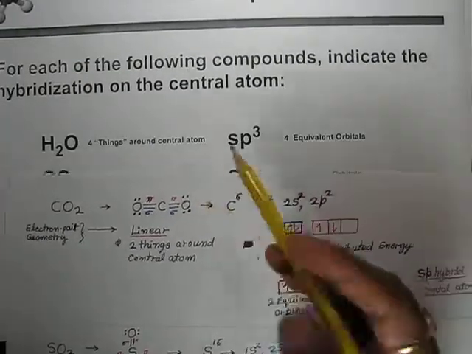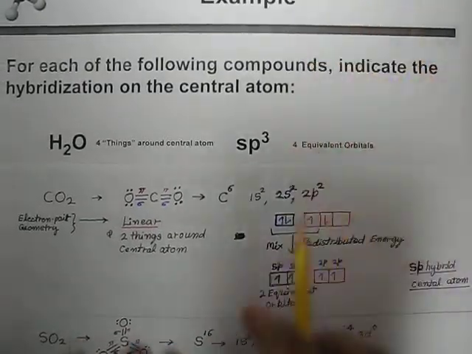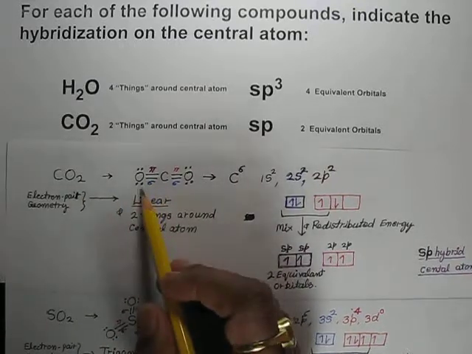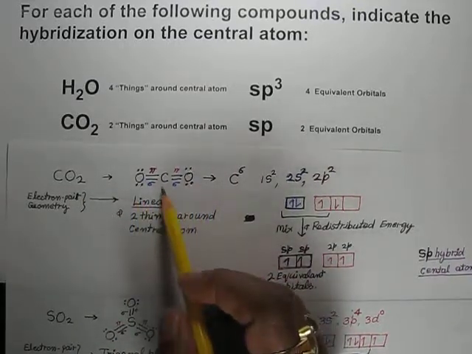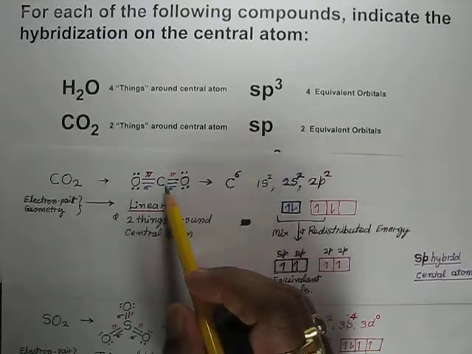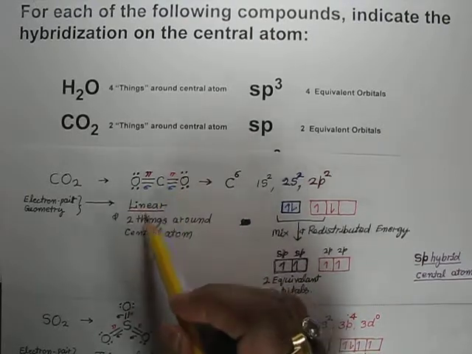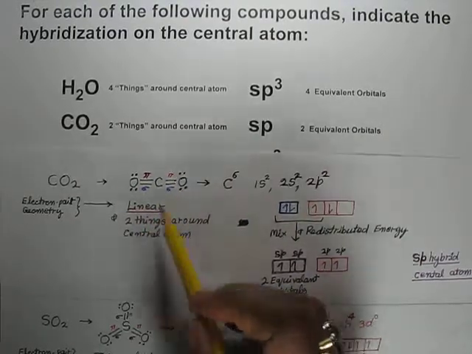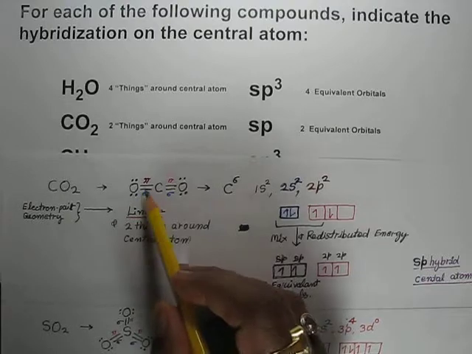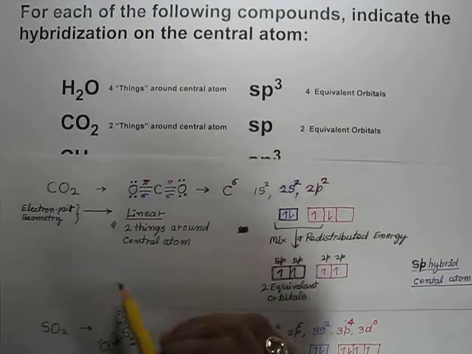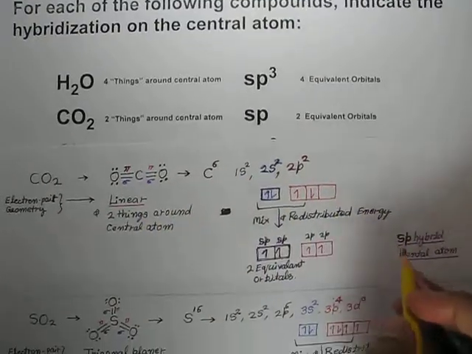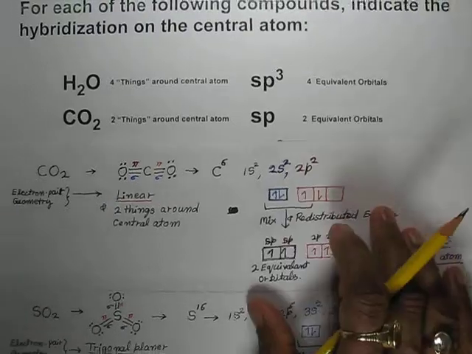Let's talk about carbon dioxide gas. When we draw the Lewis structure, you will notice that there are two double bonds around the carbon, and the carbon's electron pair geometry will be linear, so two things around the central atom. In a double bond, there will be 1 sigma and 1 pi. So 1 sigma, 1 pi, 1 sigma, 1 pi, and the electron pair geometry will be linear, and the hybridization will be sp.